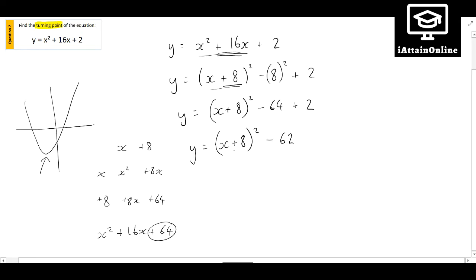The way you do that is you are interested in this value here inside the bracket next to the x, and you're interested in this value here. My y coordinate is this bit here, negative 62. The x coordinate is the inverse of what is in the bracket after the x. So plus 8, instead of plus 8, this is going to be negative 8. So that tells me if I were to draw this graph accurately, the minimum point of that graph would be negative 8, negative 62.